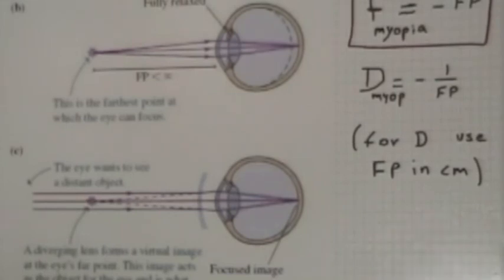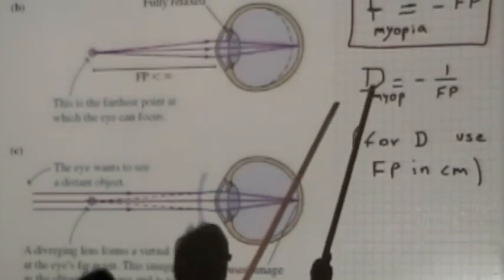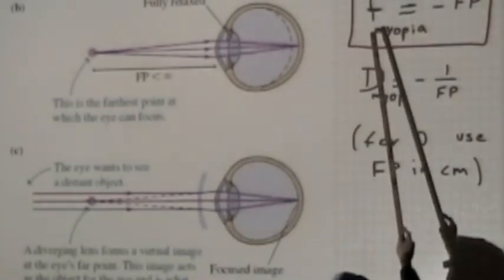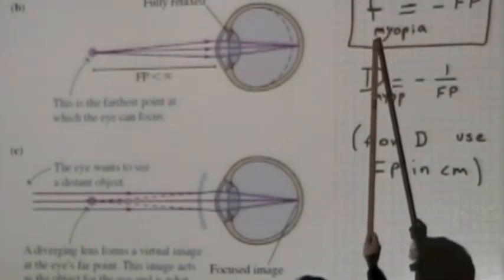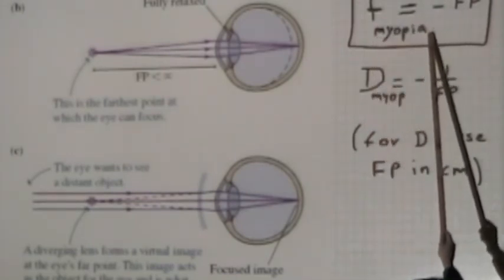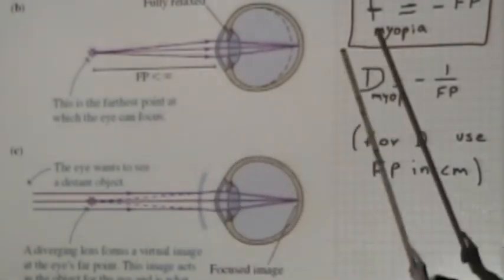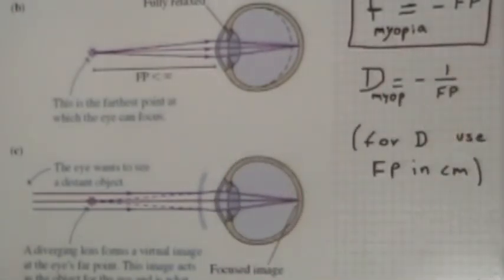So what we're saying basically is that to correct for myopia, you need a lens that has a focal length that is, it's going to be a divergent lens, so it's going to have a minus sign, and the focal length should match exactly the far point of the person.